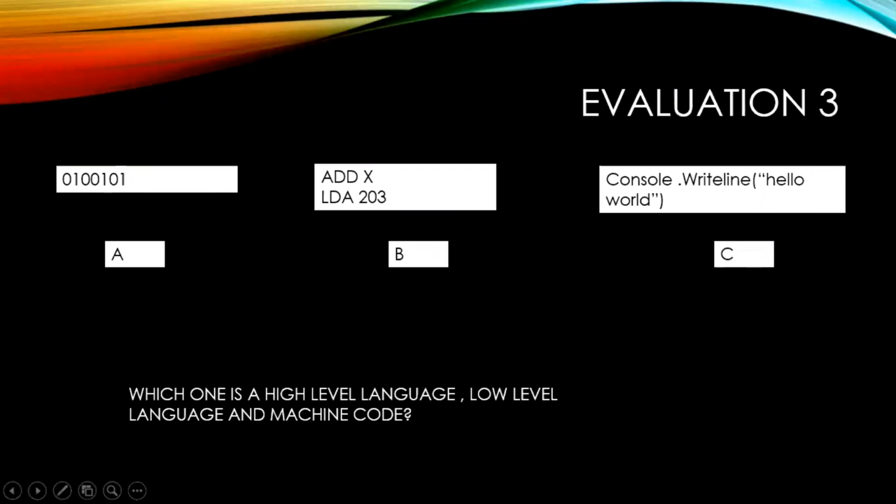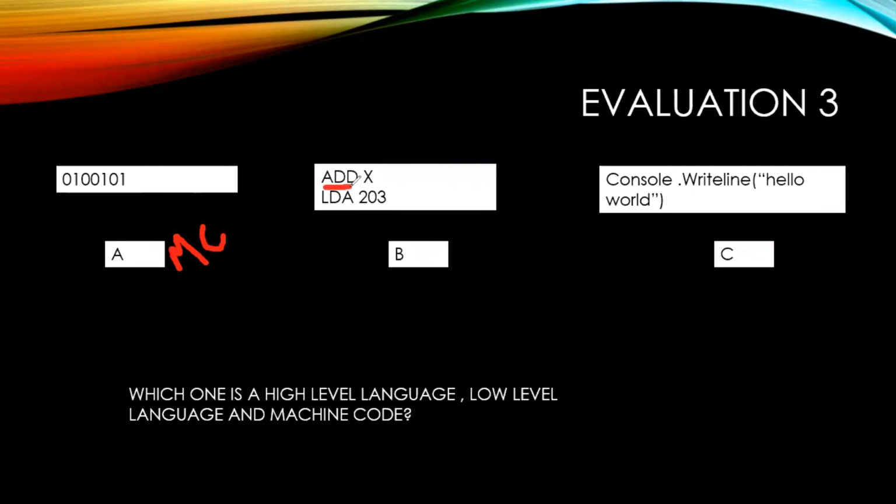Okay, let's move on now. So, if you take a look at A, what kind of language? Is it an HLL, low-level language, or a machine code? Now, as you can see, it contains binary numbers. Since it contains binary numbers, in this case, it is a machine code. Okay. I put an MC for machine code here.